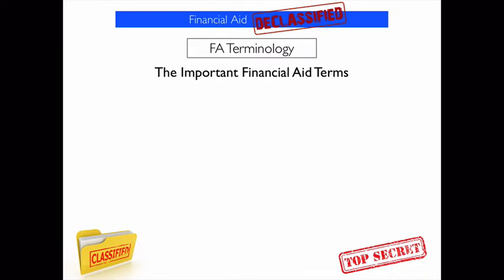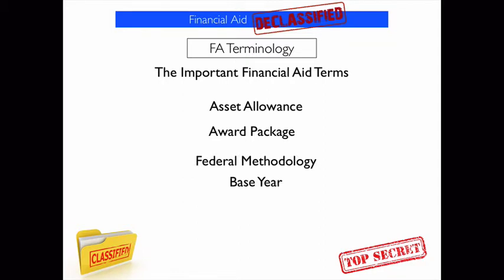Then we have some of the financial aid terms, which are asset allowance, award package, federal methodology, base year, expected need, and the profile form. Now, you don't need to worry about memorizing the acronyms or terms, but I did want to at least show you what they are. They will come up definitely more than others, but just to have a general overview of some of the more common terms.